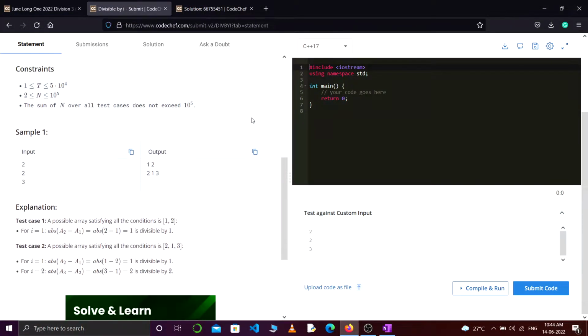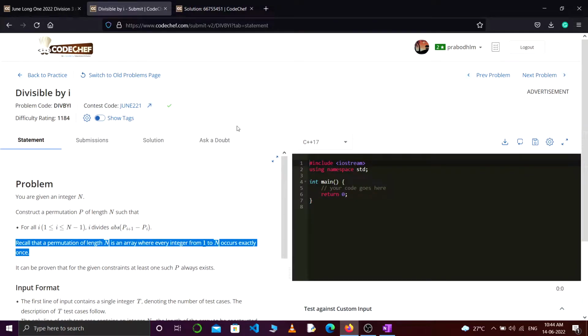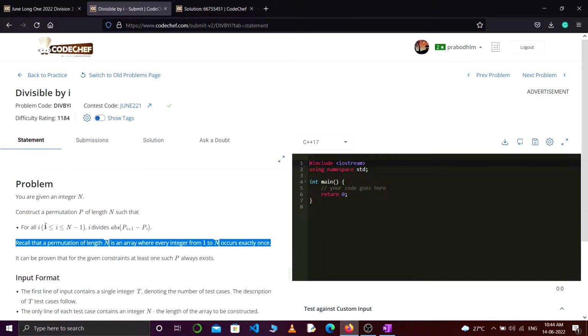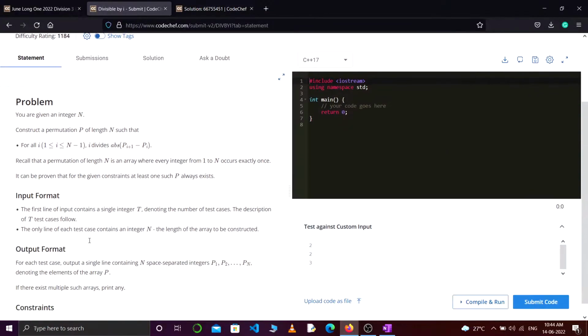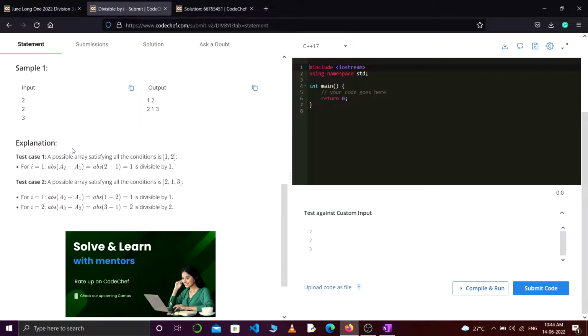Hey everyone, so today we will be solving a question from CodeChef, divisible by I. The problem statement is, we'll be given an integer n and we have to construct a permutation p of length n such that for all I from 1 to n minus 1, I divides the absolute difference of two consecutive elements. Okay, so let's say n is equal to 3, then the answer is 2 1 3.